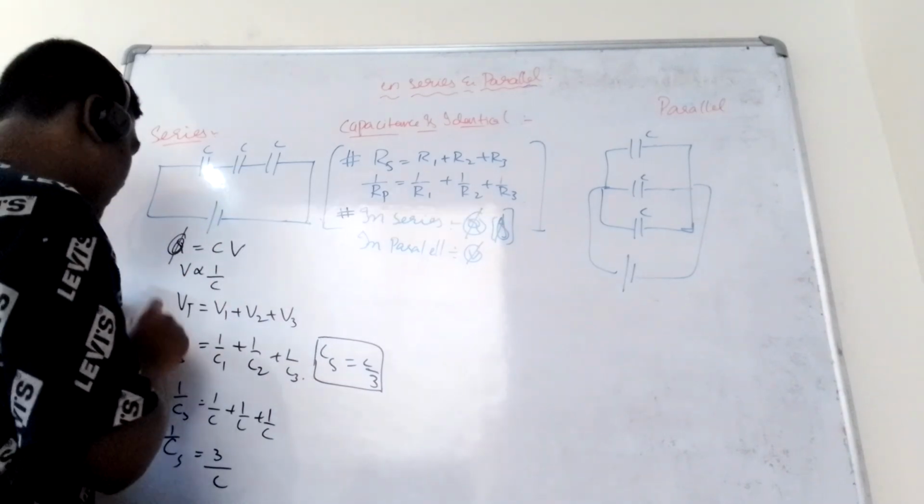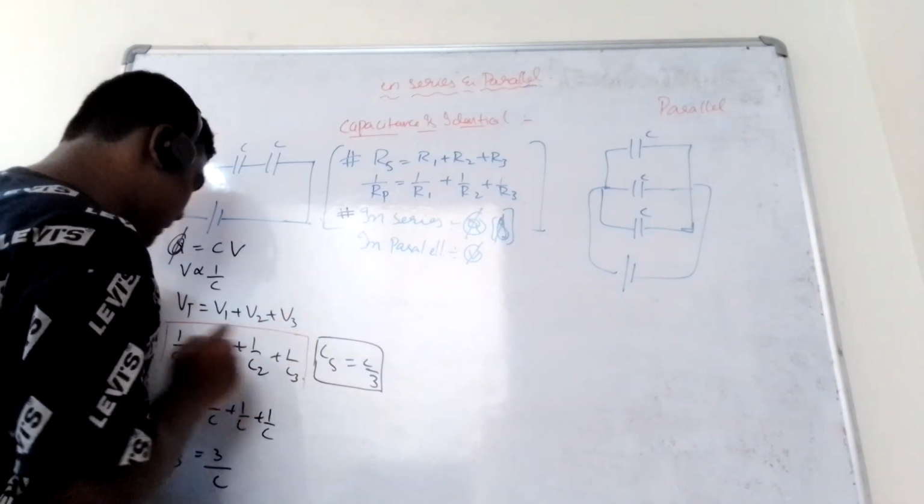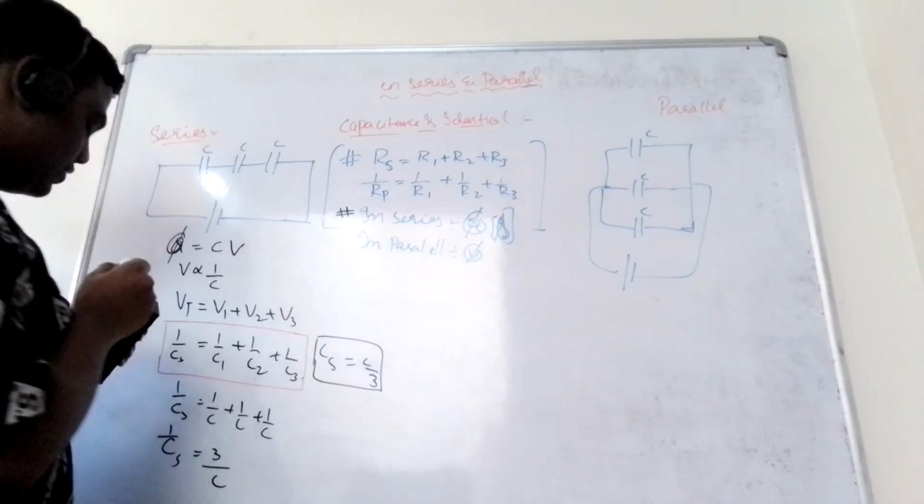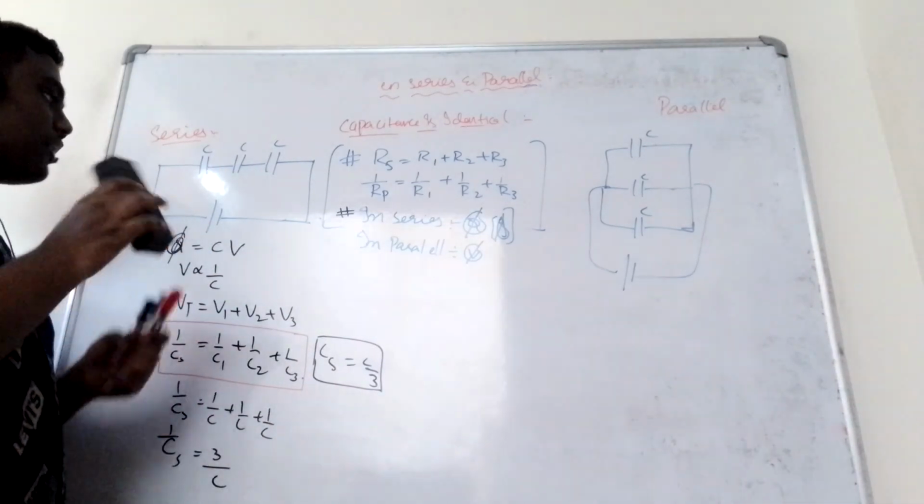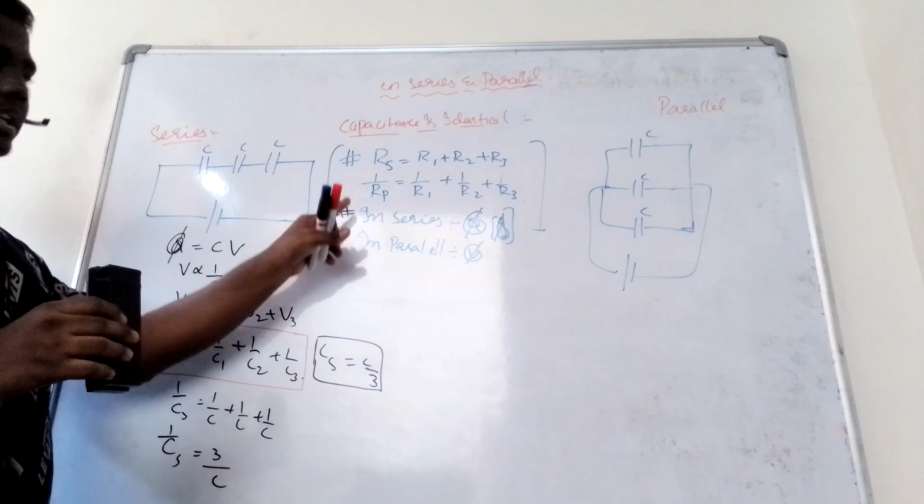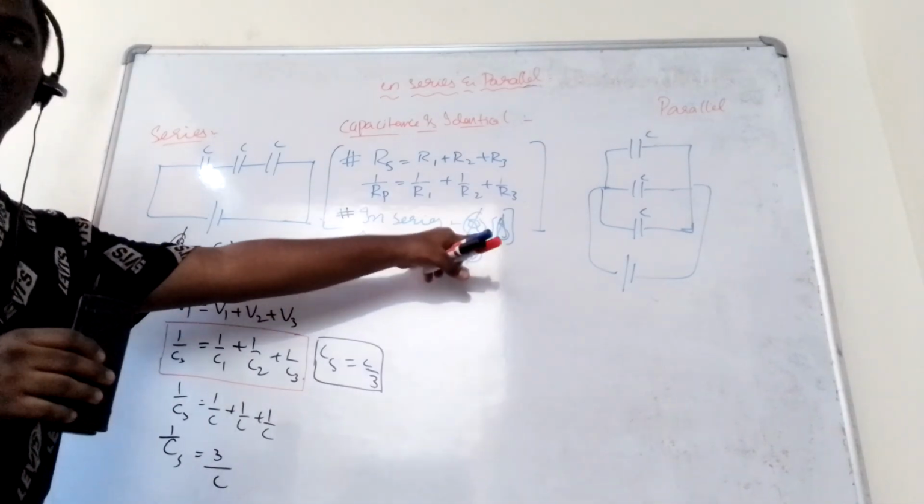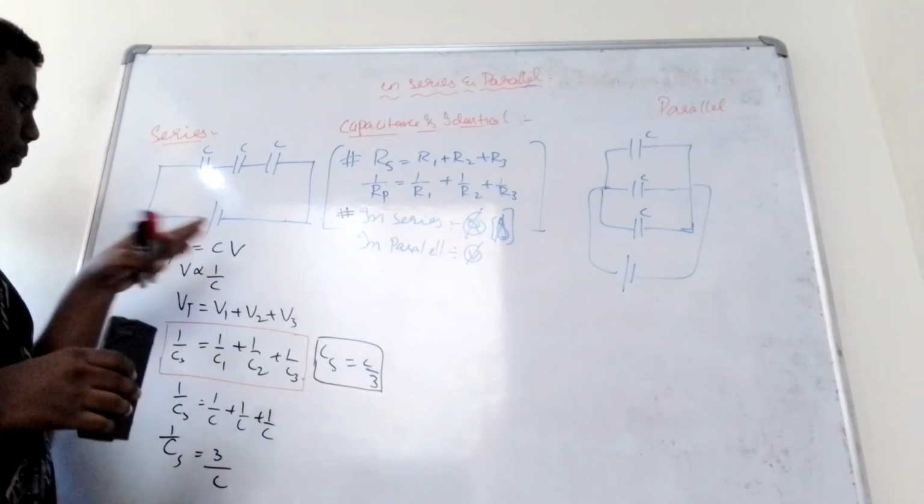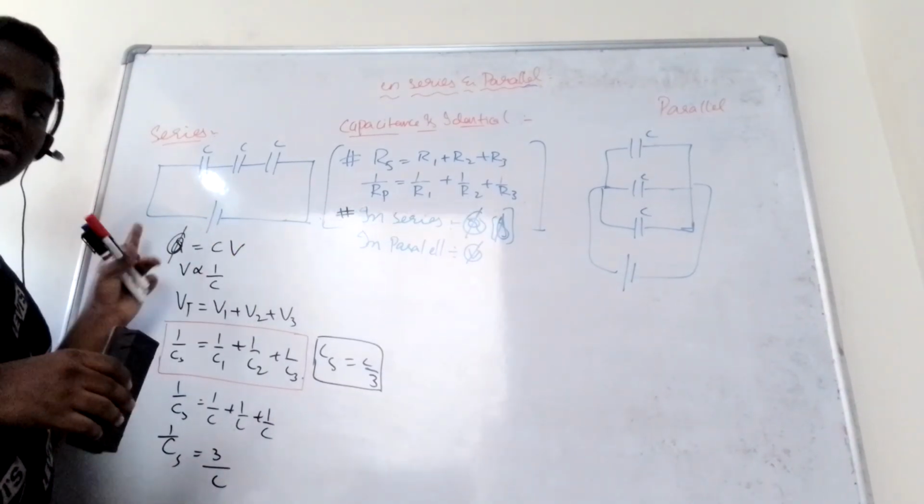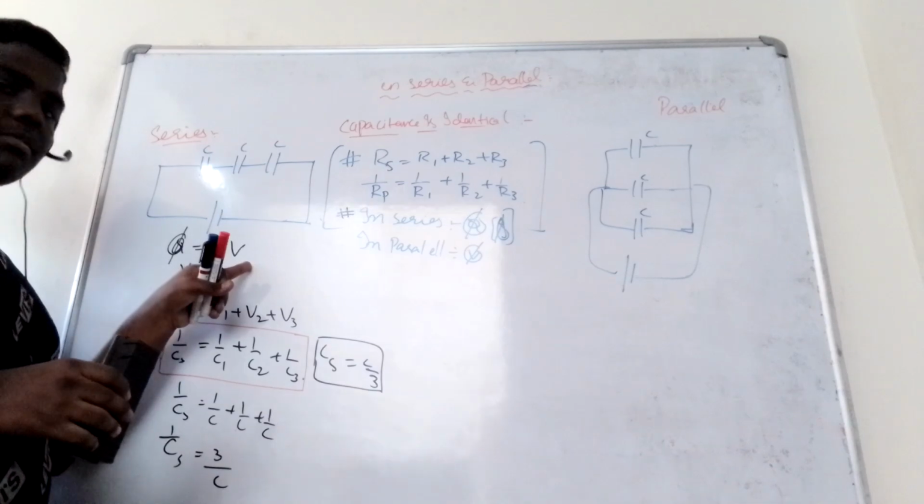This is the formula when we have capacitances in series that are identical. If they are non-identical, then this is the basic formula that one should use. The main thing here is you have to know these two rules. In series, Q remains constant. In parallel, V remains constant. And then how to apply it? Q is equal to CV. Q remains constant, so C is inversely proportional to V.